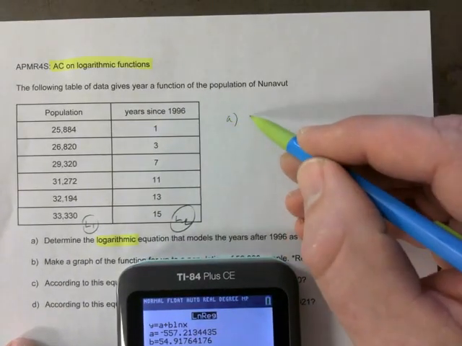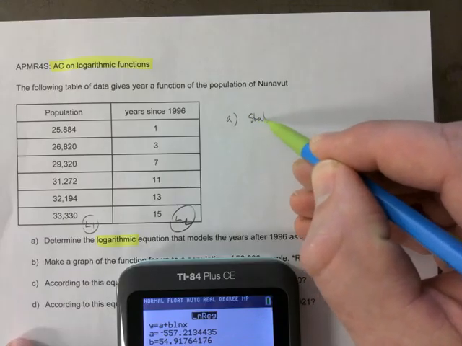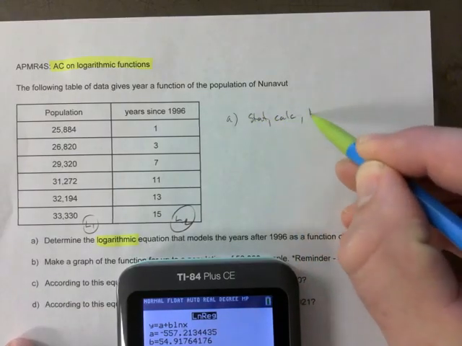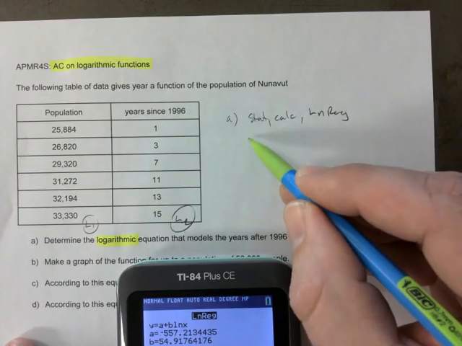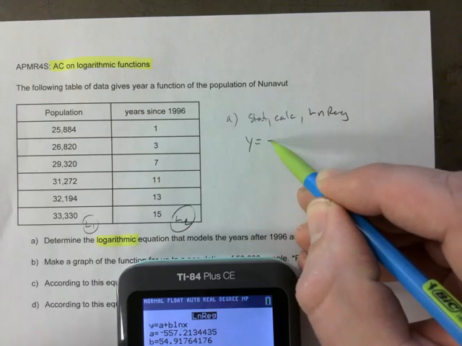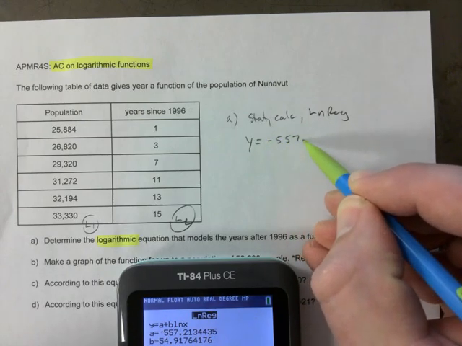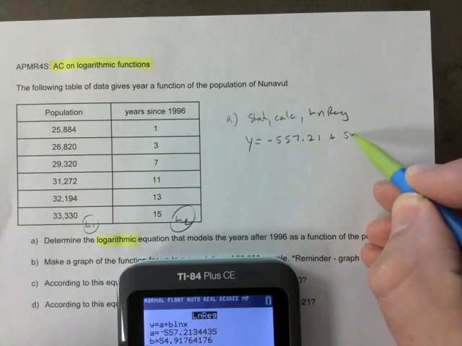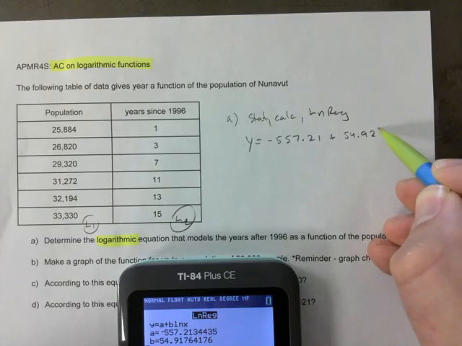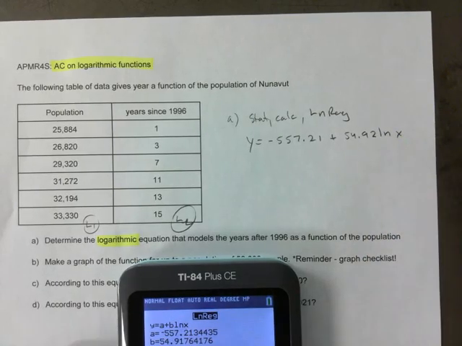For A, I will just say stat, calc, it's linear regression, not natural log regression. And here we go: negative 55721 plus 54.92 natural log of x.